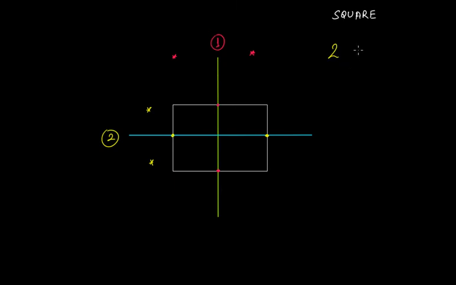Okay, what about this one? So in this case it is a rectangle. In this case we have a rectangle, and if this is the length, these are the lengths. Now these two sides represent length.